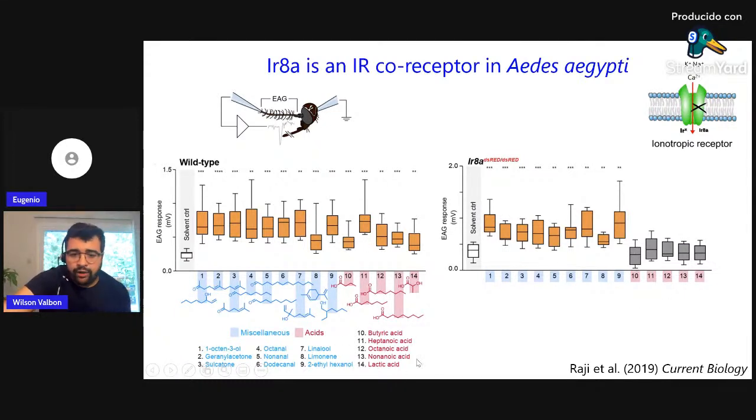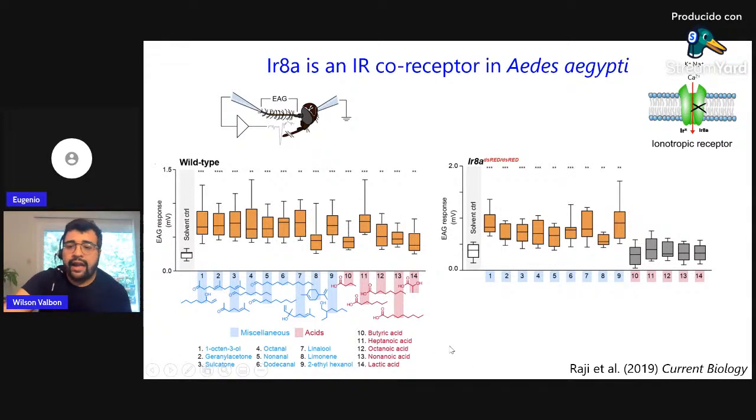And among these compounds that they tried here, I would like to highlight this lactic acid. Lactic acid is a very common attractant that is present in our skin. This compound is present in our sweat. Okay, we sweat a lot, and this sweat has a smell that mosquitoes can detect, and they can detect this lactic acid here.